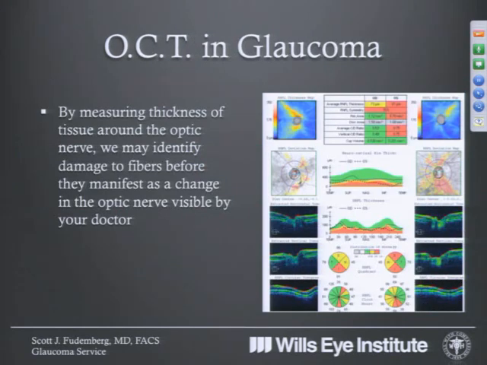If we look at a printout of the OCT, when we collect that information on those fibers, the machine compares your information to people who are your age but do not have glaucoma. And it gives us some reference of how likely it is that your results are normal.